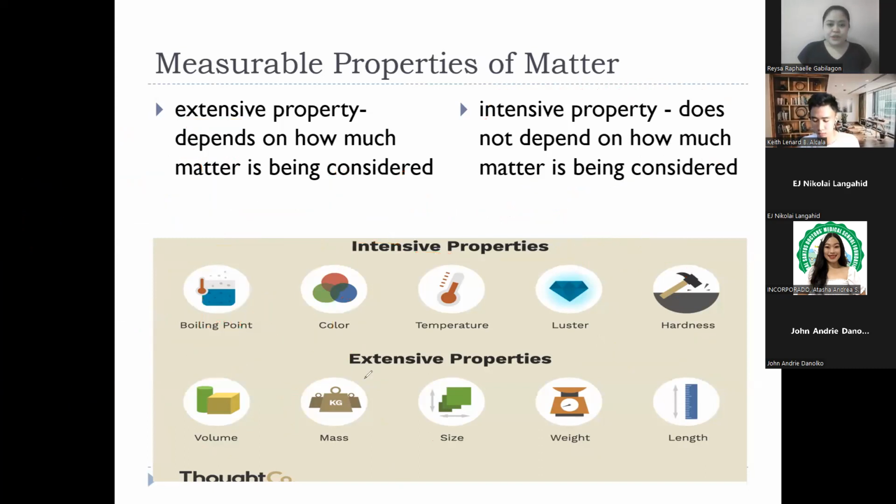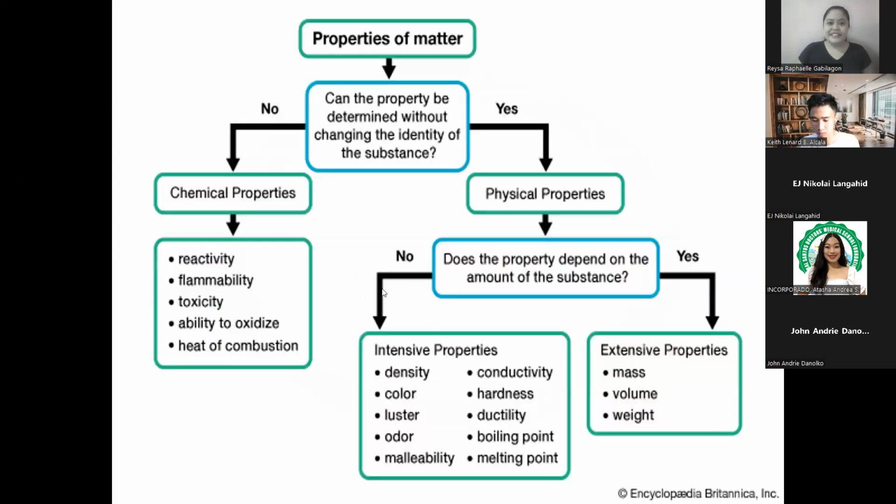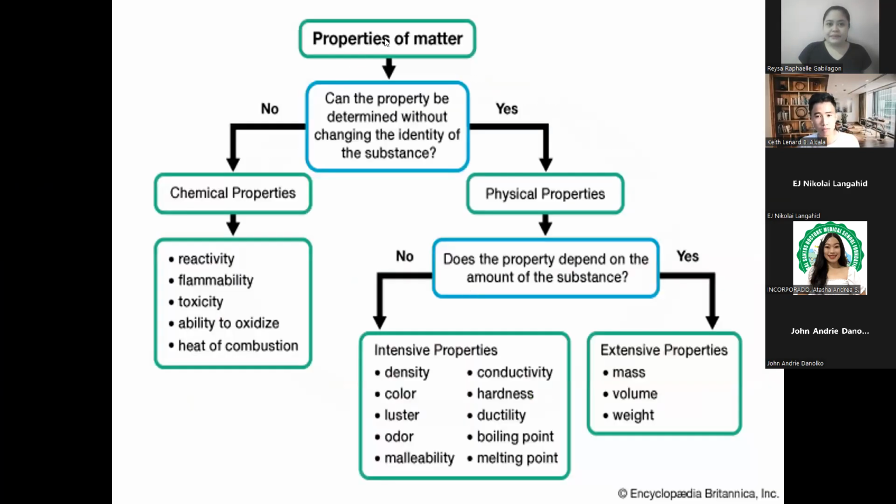Wala? Sure? So let's summarize this one. Properties of matter. We have the diagram here. Can the property be determined without changing the identity of the substance? We're talking about physical and chemical properties here.